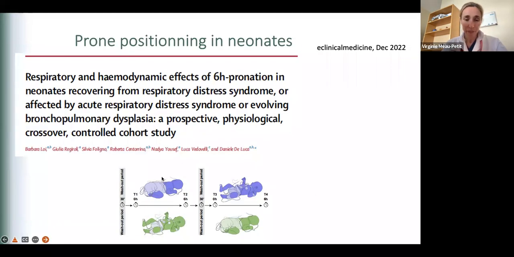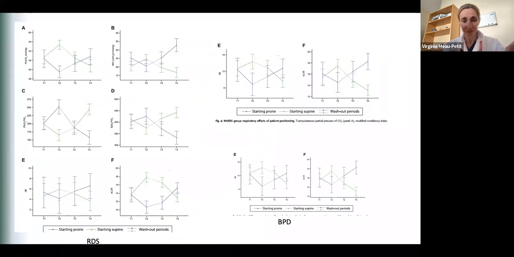So the design of the study was either the baby was already prone and they kept the baby prone for 6 hours and did a lung ultrasound before and after. Then they turned the baby, had a washout period of 30 minutes, and then did the first ultrasound in the back position and then after 6 hours. Or if the baby was on the back initially, they turned the baby. So the babies could be initially supine or prone, but they had 6 hours in each position.